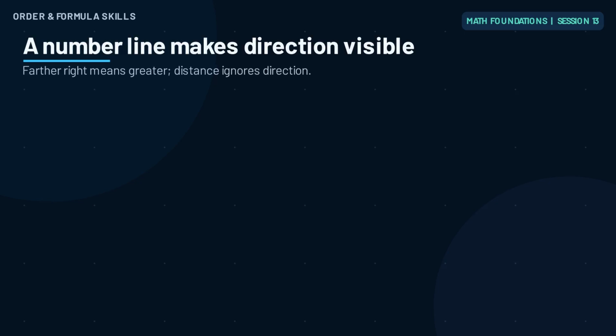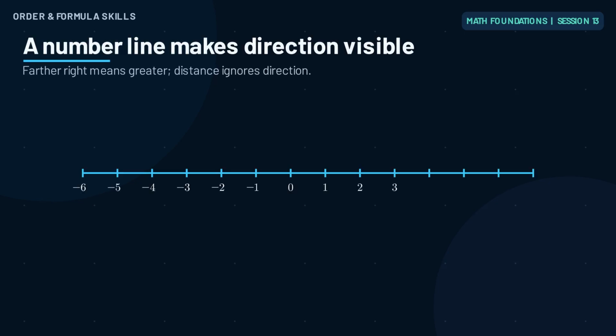A number line turns signed values into visible locations and directions. 0 is the reference point. Values increase to the right and decrease to the left. -5 lies 5 units left of 0. -2 lies closer to 0 and is therefore greater than -5. +2 is 2 units right of 0. +5 lies farther to the right.